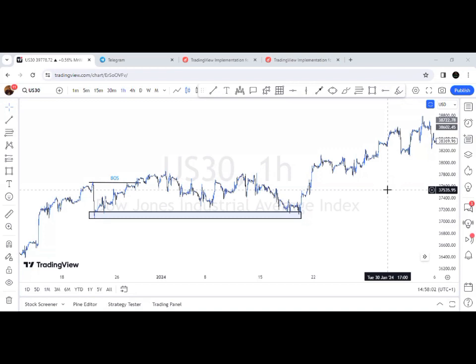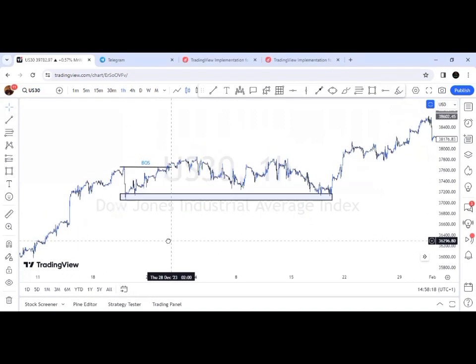Today I'll be showing you a breakdown of my trade on US30 and how to understand directional bias and knowing when to buy or when to sell in the market. So let's go over this US30 chart from here.